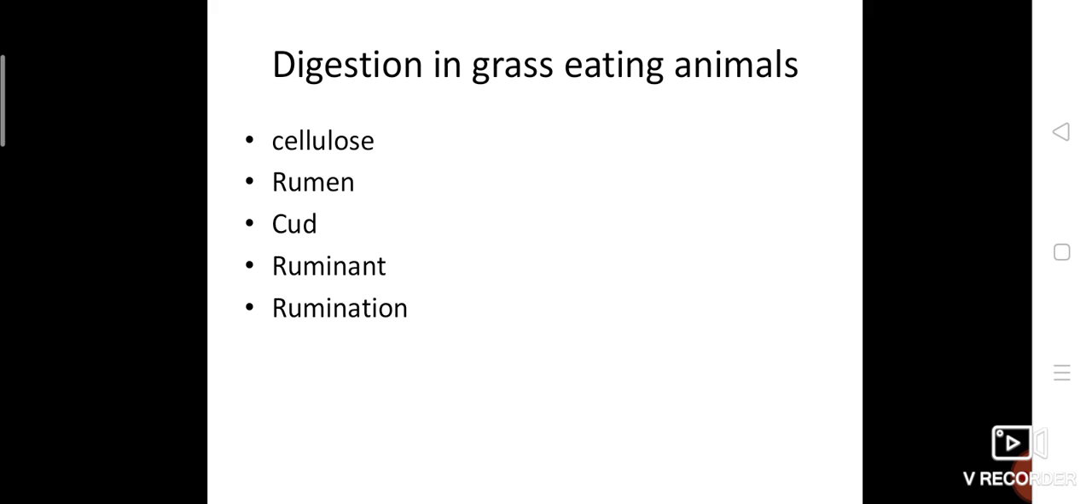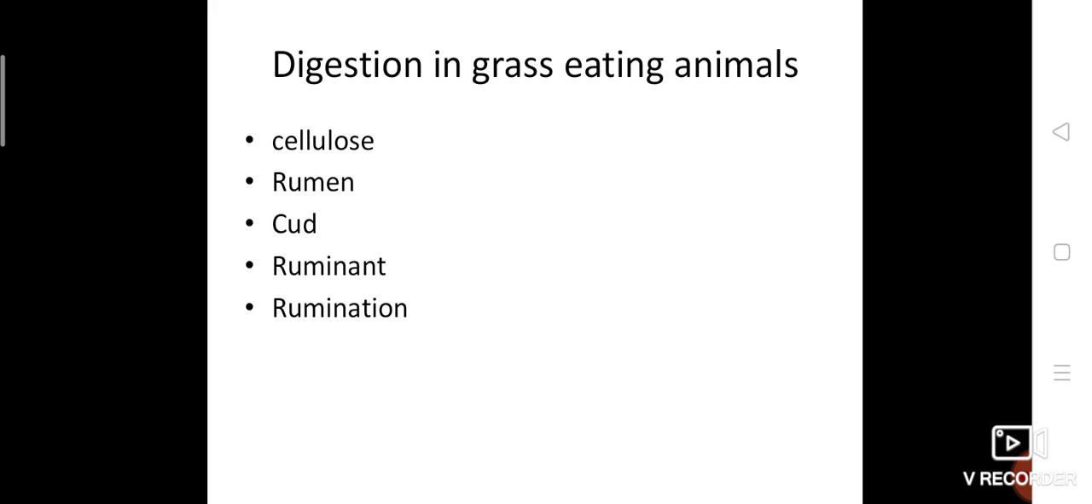What is cellulose? Cellulose is a component which is present in the cell wall. And where can you find the cell wall? In plants, because plants contain plant cells. Our human body is made up of cells, isn't it? Like that, plants are also made up of cells. When we compare animal cell and plant cell, the cell wall is absent in animals but the cell wall is present in plants. That is one of the main differences.